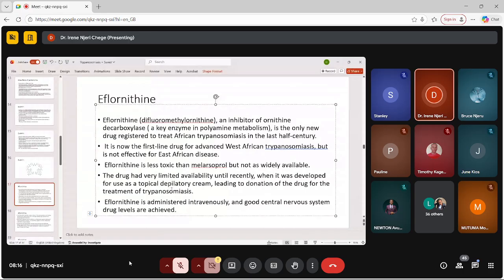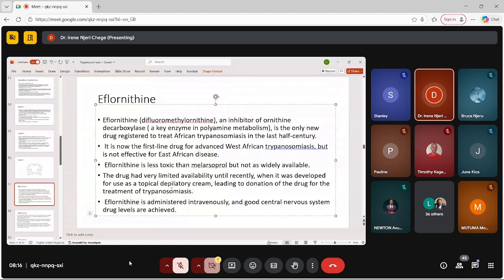Toxicity from eflornithine is significant, but less than melarsoprol. Adverse effects are GIT, some blood effects, and CNS effects. They are reversible. Increased experience with eflornithine and increased availability of the compound in endemic areas can lead to replacement of suramin, pentamidine, and melarsoprol in the treatment of T. brucei gambiense, which is the West African type. Okay? West African type.